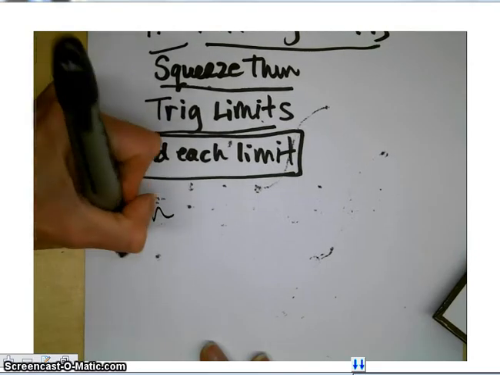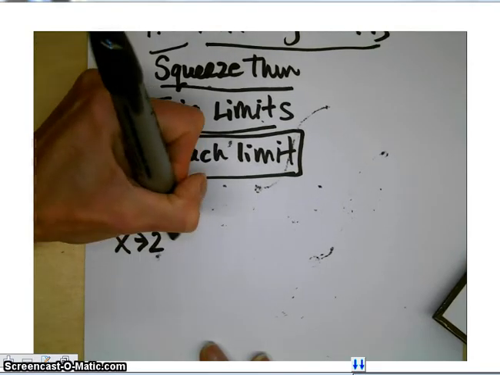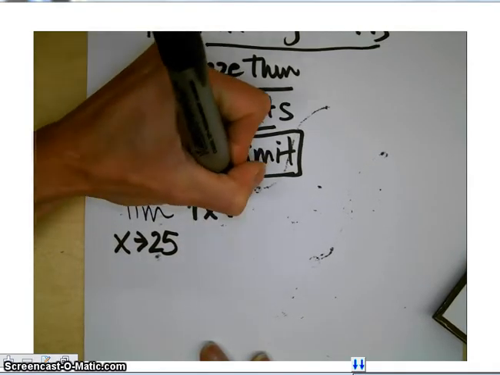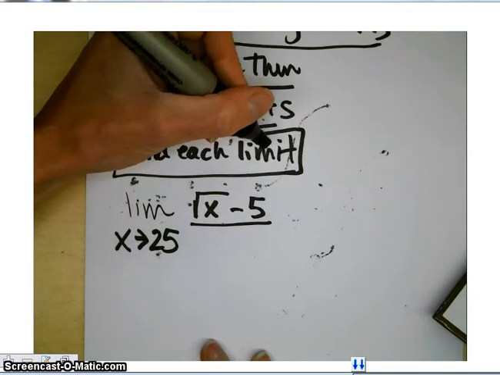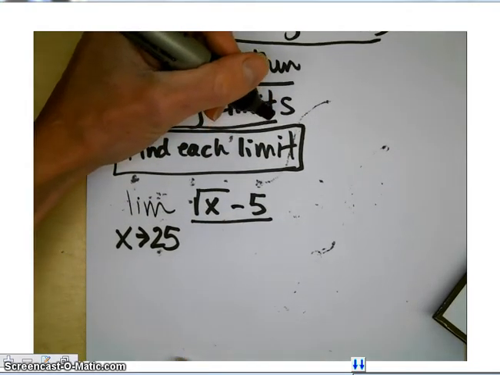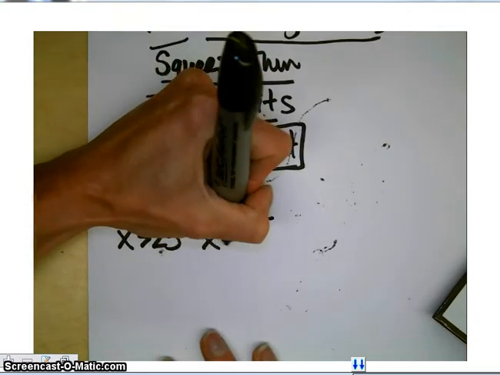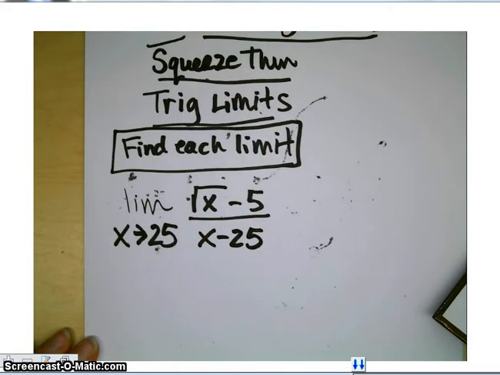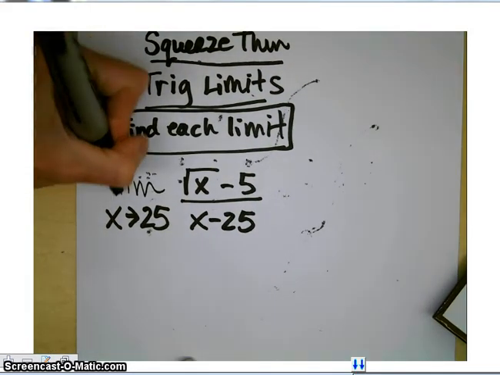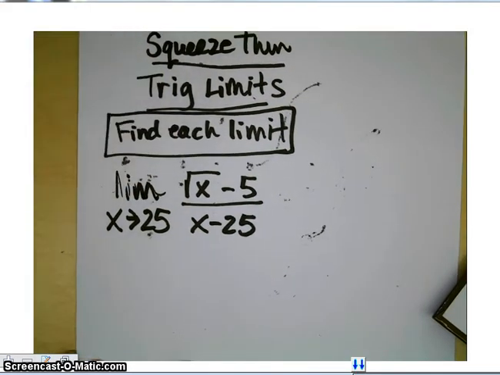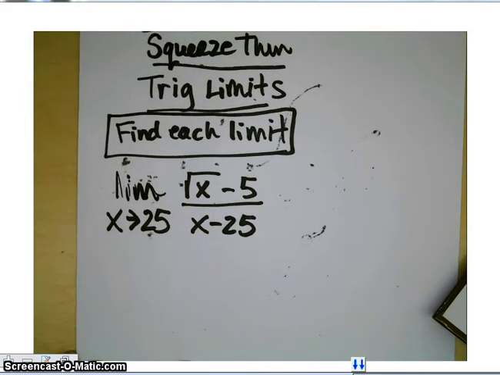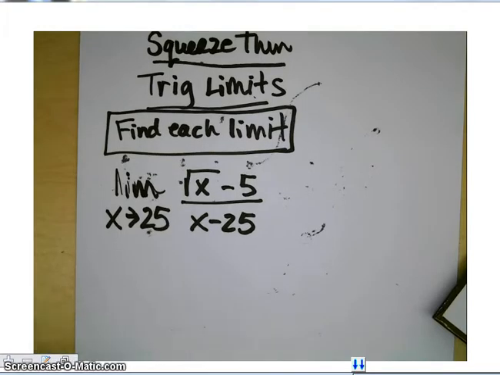x goes to 25 of the square root of x minus 5 all over x minus 25. So again, we are just finding limits right now. We're going to talk about trig limits and squeeze theorem here. So if I want to find this limit, what's the first thing I'm going to do? You're going to plug it in.